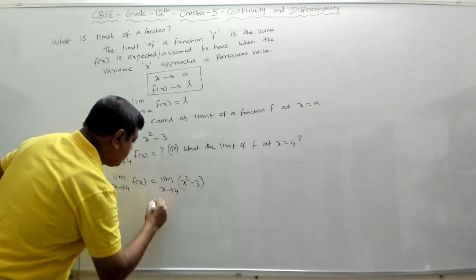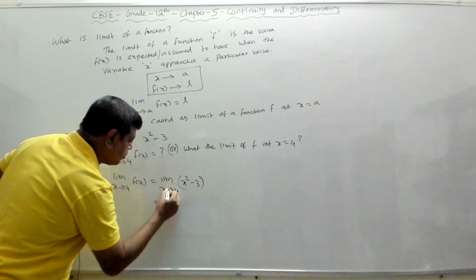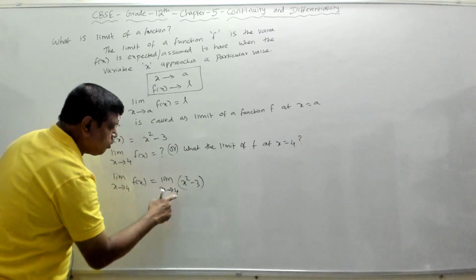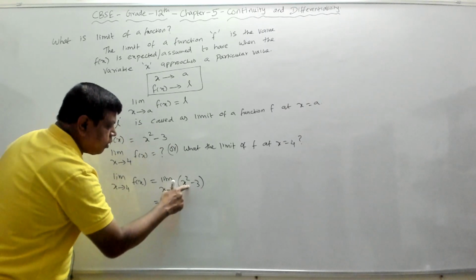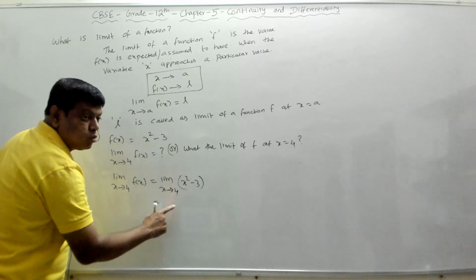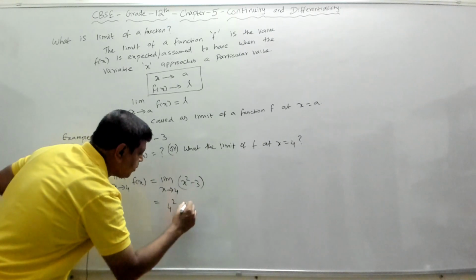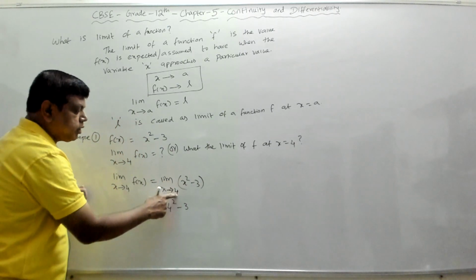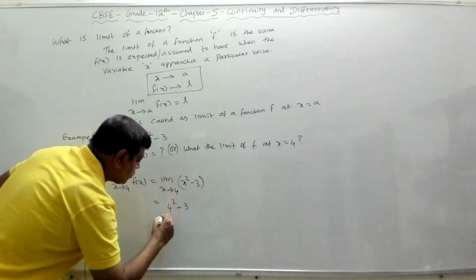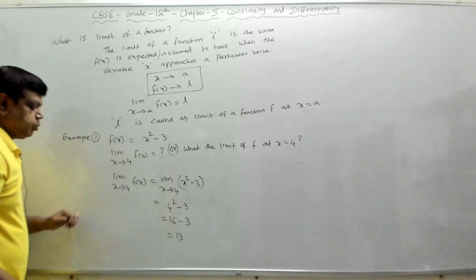Now if I substitute, x approaches 4, x square minus 3. In the place of x we have to put the limit. Now we are substituting the limit, so we will not write again limit x goes to 4. When I substitute the limit, this becomes 4 square minus 3. In the place of x I am putting 4. Now what is 4 square? 16. So 16 minus 3, which is 13.